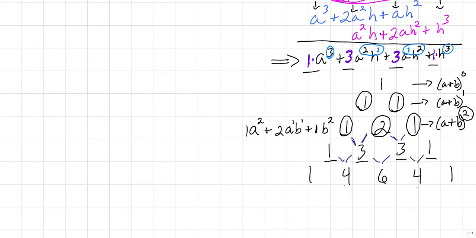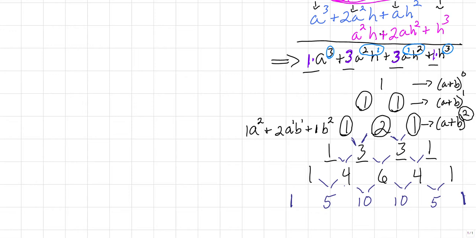And now, if I want to go to the next row, I would do 1 here. 1 plus 4 is 5. 4 plus 6 is 10. 6 plus 4 is 10. And 4 plus 1 is 5. And then I would put a 1 down here. So this is just a quick example of what Pascal's triangle does anytime I have a binomial and I want to square it, cube it, raise it to the 4th power.